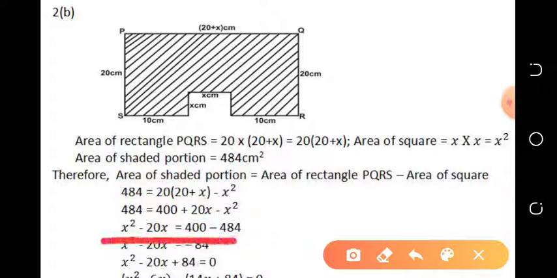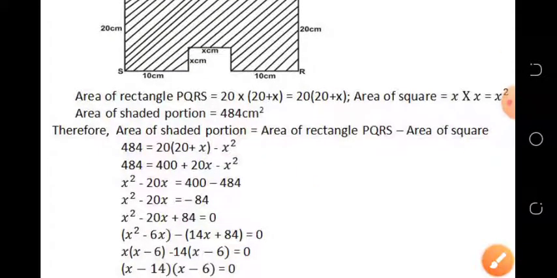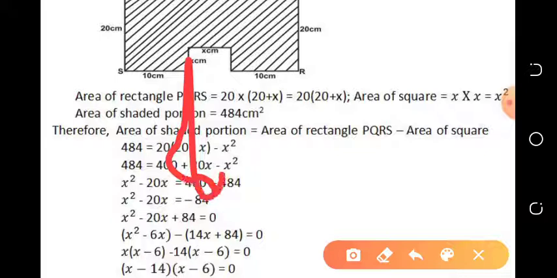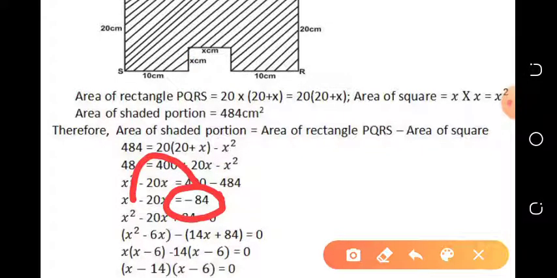Now moving on there, we have equal to 400 is already here on the right hand side. Now when you move 484 to the right, it's positive here on the left, but going to the right it becomes negative. I hope you understand that. Now subtracting that, we have x squared minus 20x equals to minus 84. Now we move on to solving that. You move minus 84 back to the left hand side. It becomes this equation: x squared minus 20x plus 84 equals to 0. That gives us our quadratic equation.